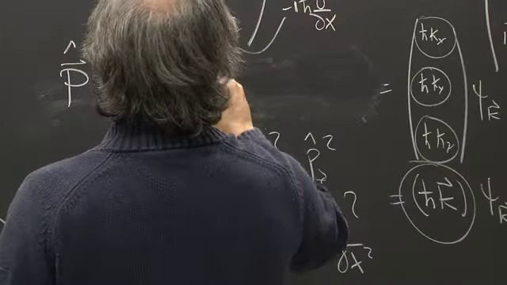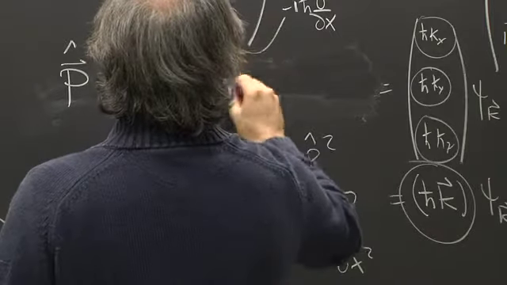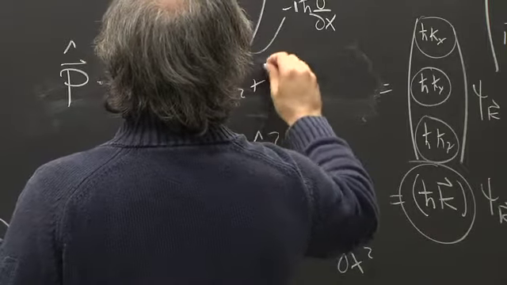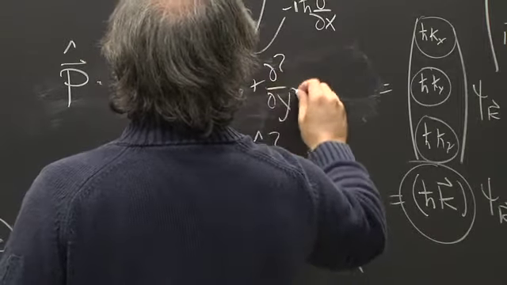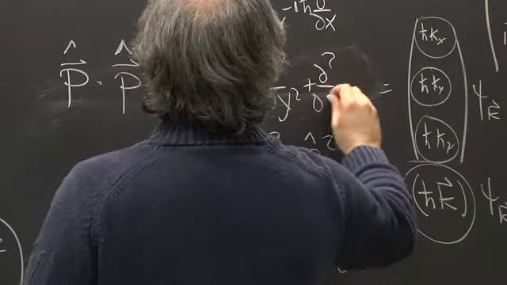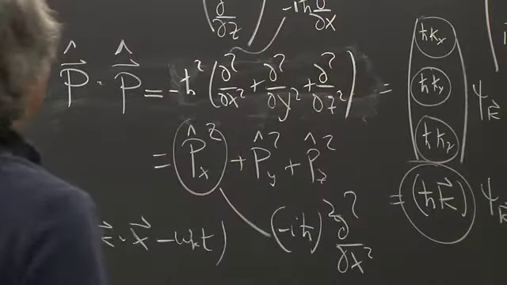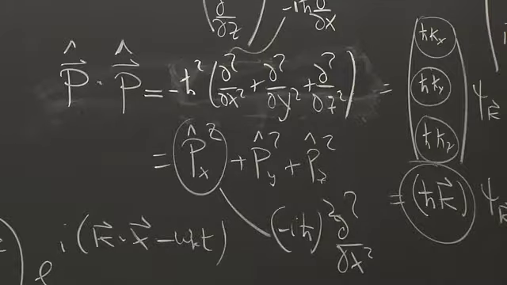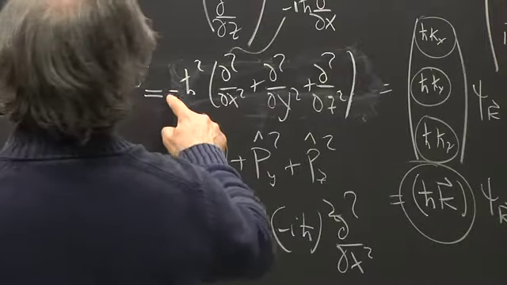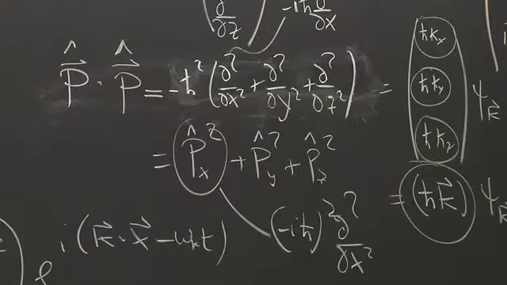Therefore, all in all, this object here, you can rewrite also as minus h bar square times the second derivative with respect to x plus second derivative with respect to y plus second derivative with respect to z, okay? So you see, it's just the Laplacian, apart from this coefficient minus h bar square. All right.